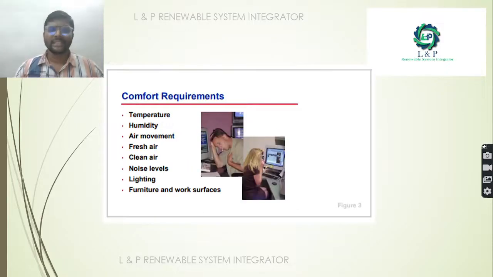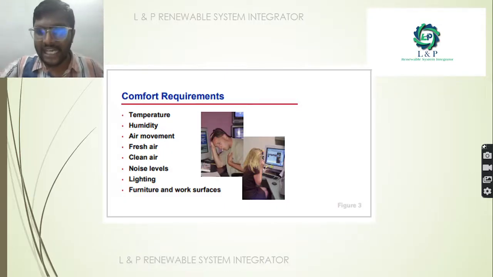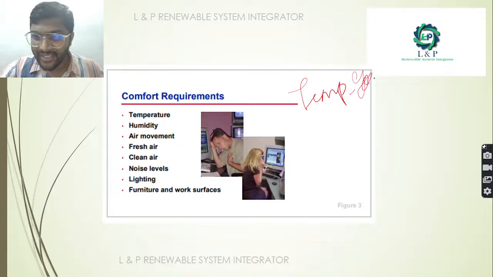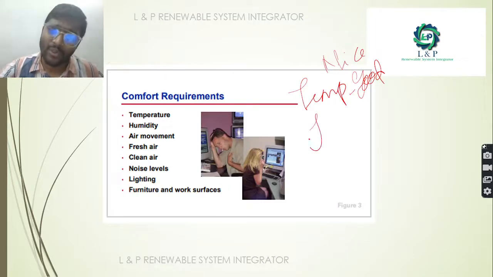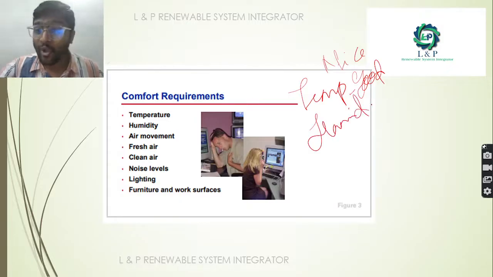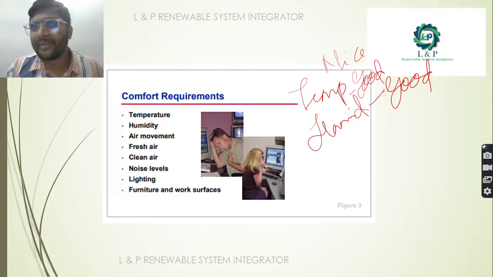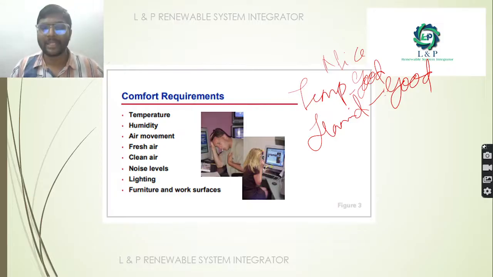First and foremost, what are the comfort requirements? When can you say a particular location is very comfortable for you? First thing is the temperature. The temperature should be a good one. It means it should be a very nice temperature so that you can sit there. Second, most important is the humidity. Humidity should also be a good one. If it is too high, you will feel suffocation inside that particular room, so that you feel it very difficult to live in that room.